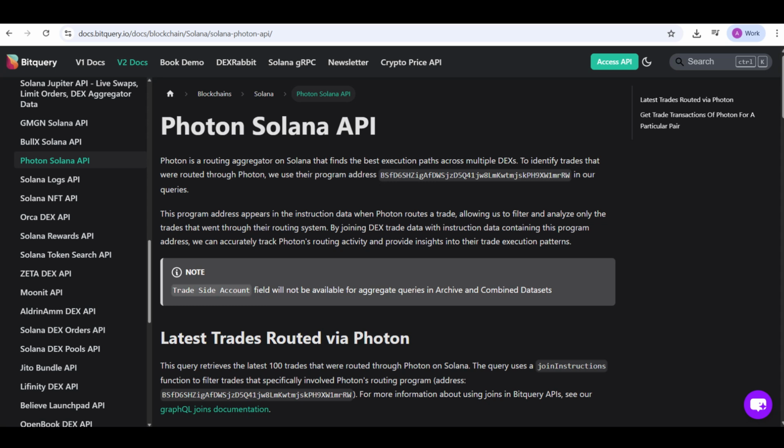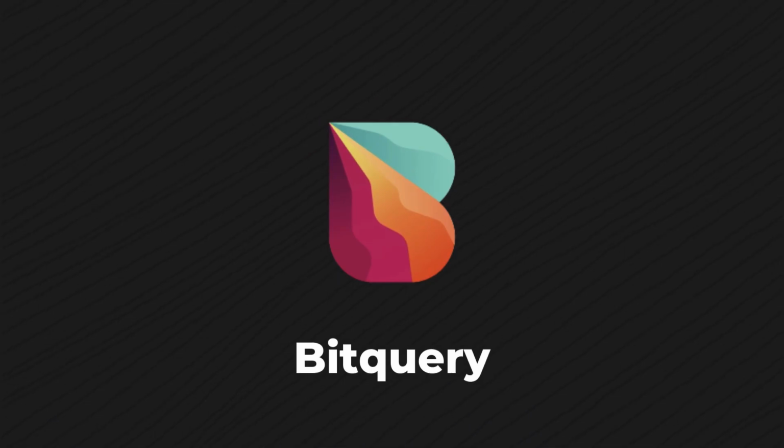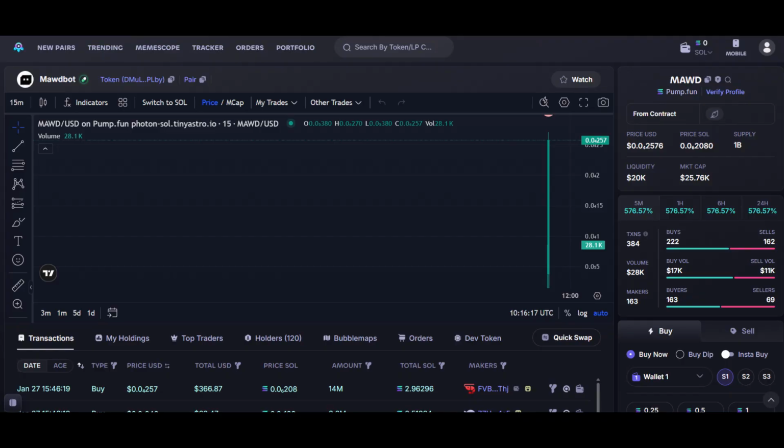Hey everyone! Today I'm showing you how to track trades routed through Photon, Solana's leading DEX terminal, using Bitquery's API. Photon finds the best execution paths across multiple DEX to get you optimal prices. With Bitquery, you can track exactly which trades went through Photon's routing system.